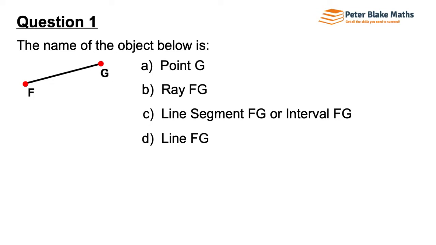Question 1. The name of the object below is point G, ray FG, line segment FG or interval FG, or line FG.